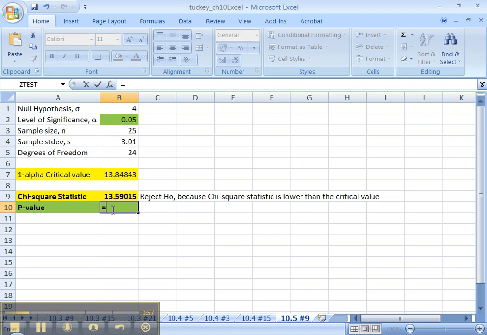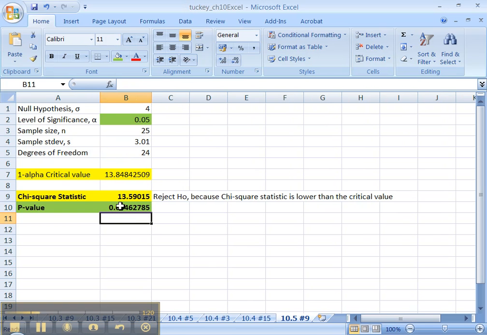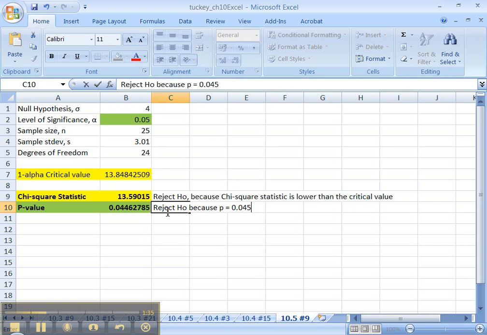So what we're going to do is 1 minus chi dist, right? And then the chi-square test statistic, it needs x, which is this 13.59, comma, the degrees of freedom, again, is this cell that we already found. I kind of like finding that cell ahead of time because we use it so often. All right, so that's 0.044, which is lower than 0.05, therefore we reject. We reject H naught because P equals 0.04445 is less than alpha, which was 0.05.